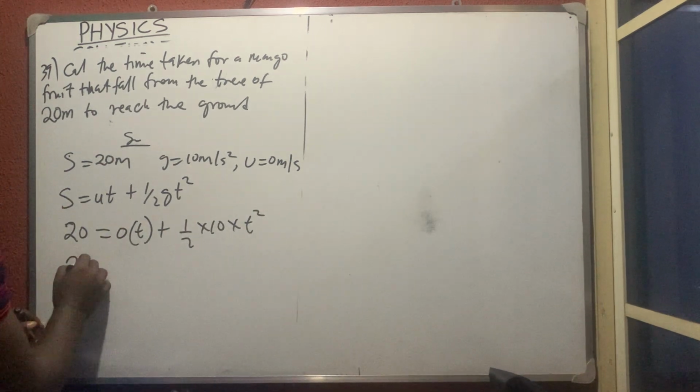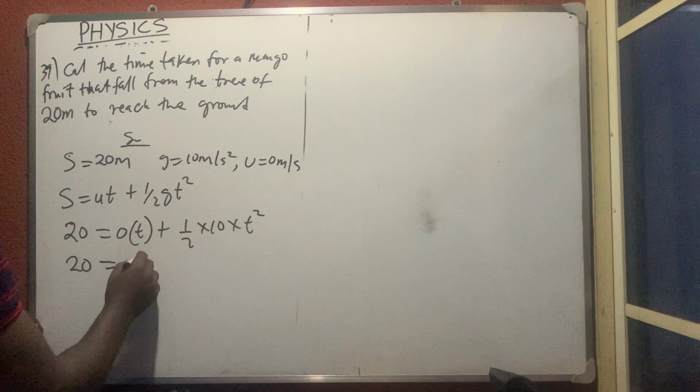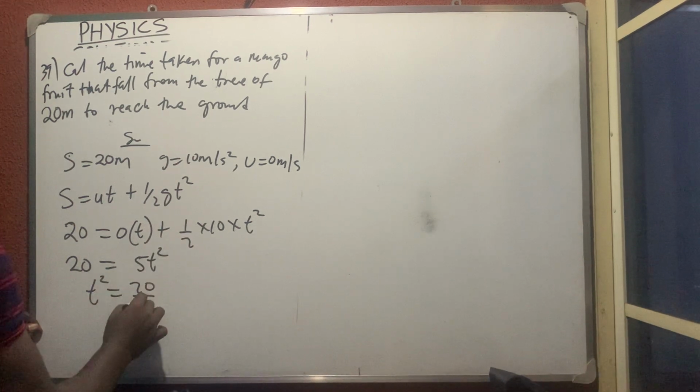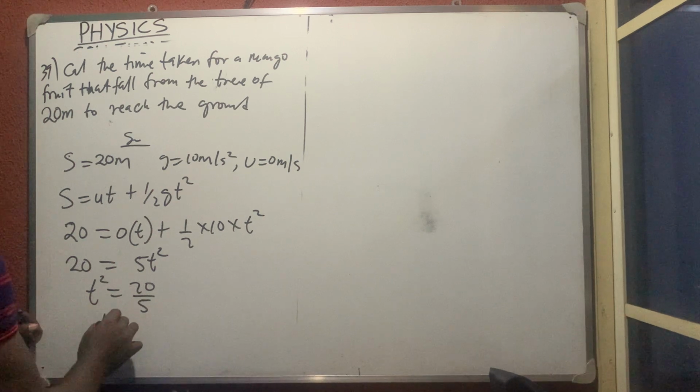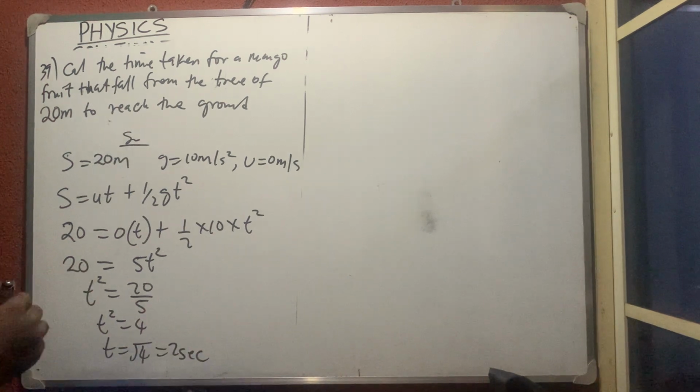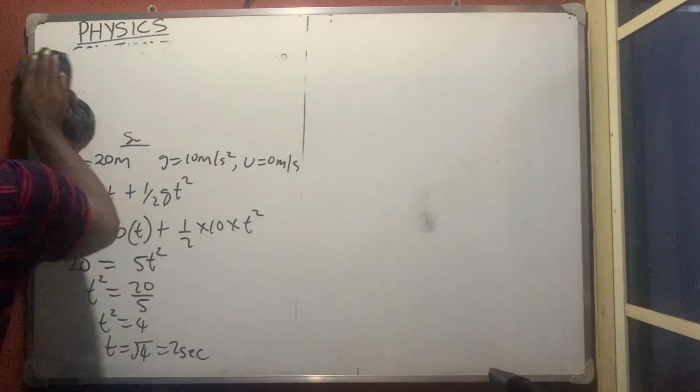So I'm having 20 is equal to 5t squared. So t squared is equal to 20 divided by 5, so t squared is equal to 4. So t is equal to the square root of 4, which is equal to 2 seconds. Okay? So question number 40.